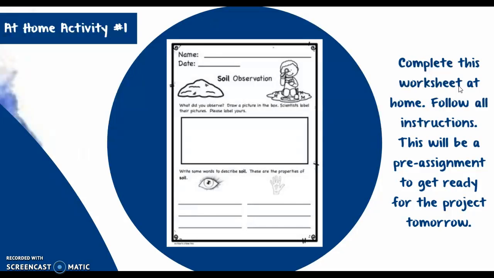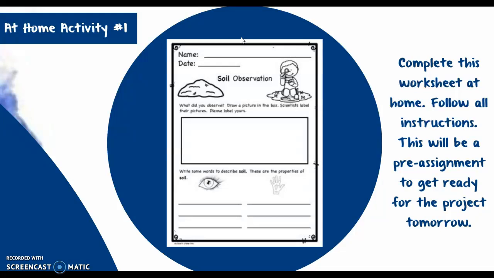On this worksheet, I would like you to first write your name and the date. Try to write clearly just like we practiced in class. For this activity, I need you to observe soil with your parents. It could be from a plant that's in your home or soil from your backyard. Have your parents help you out while you look at the soil.